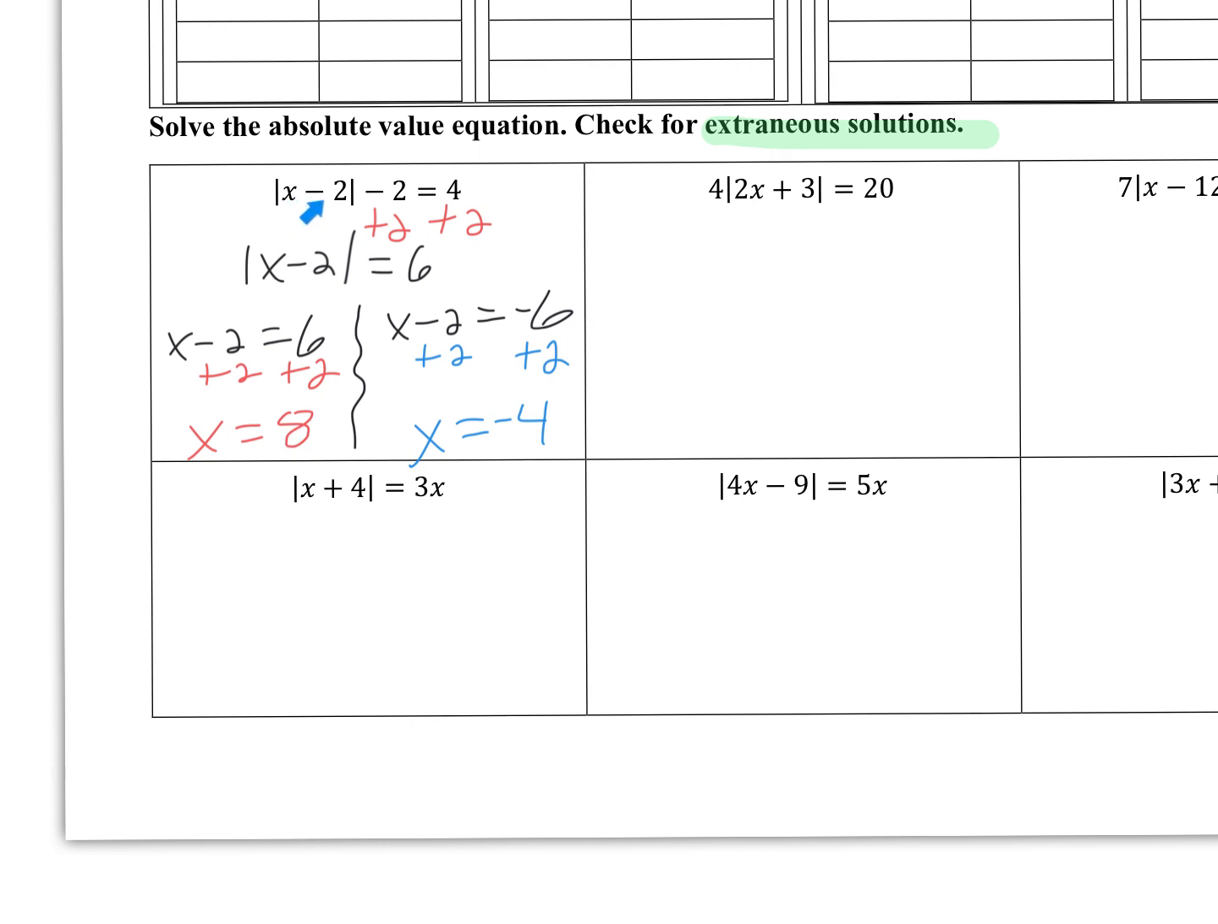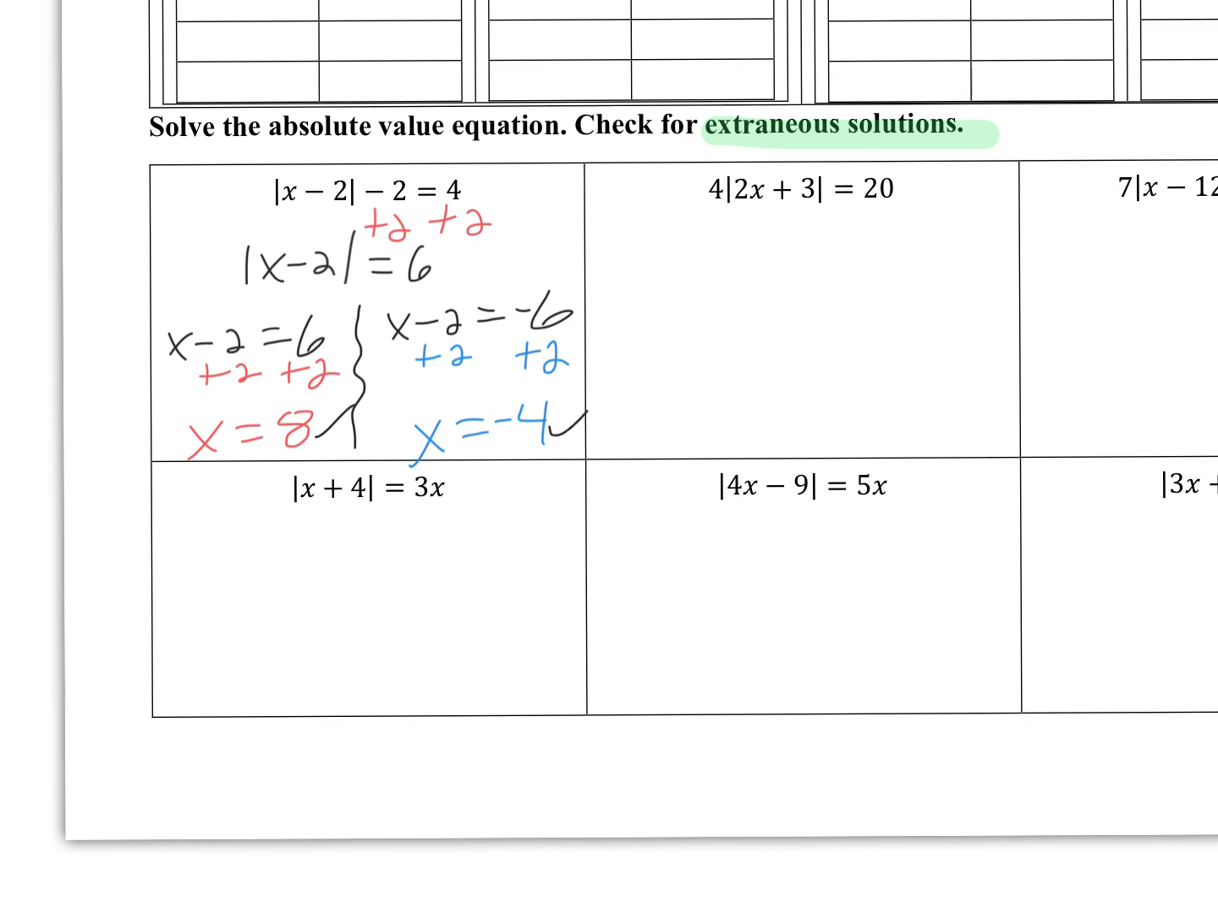Plug in our 8 here. 8 minus 2 is 6, and the absolute value of 6 is 6, and 6 minus 2 is 4, so that one checks out. Negative 4. When you plug negative 4 in here, negative 4 minus 2 is negative 6, but the absolute value of negative 6 is 6, and 6 minus 2, again, is 4. So you can see both of those solutions did check out, okay?